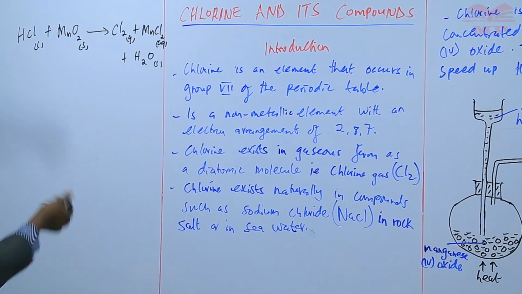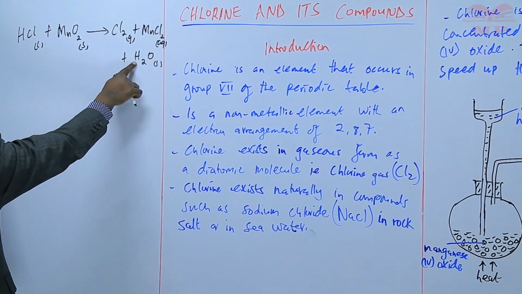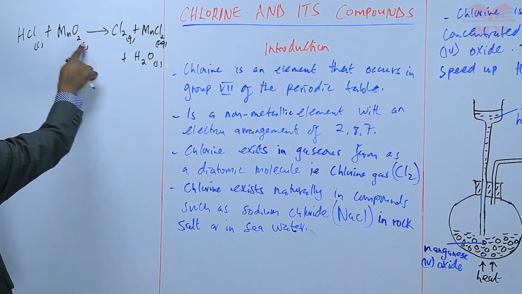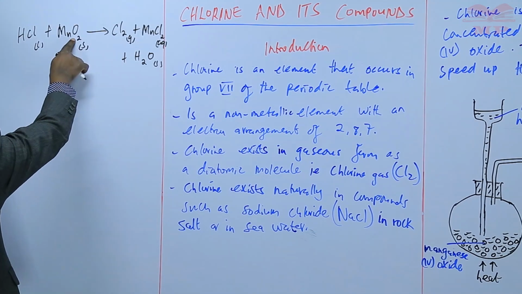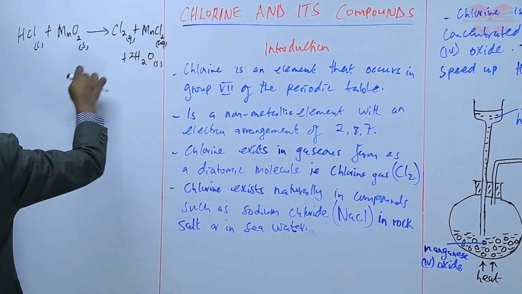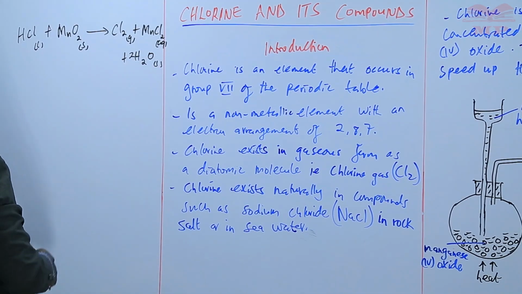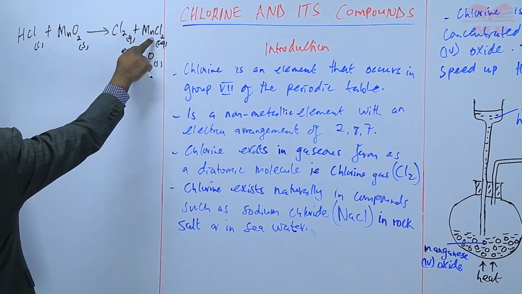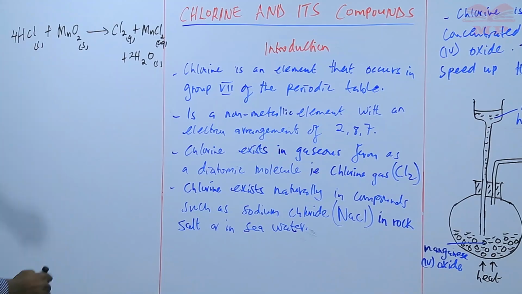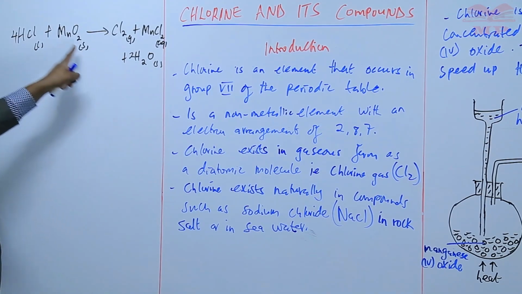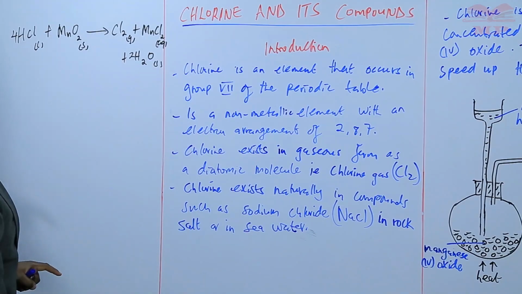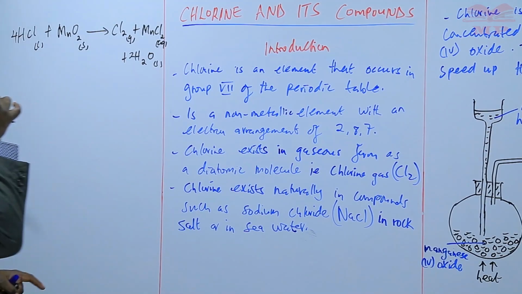So to balance it, you can check the hydrogens. There are 2. Oxygen, it's 2 and 1. Can make this to be 2, that is balanced. Chlorine, there are 2 and 2, that is 4. Can put a 4 there. 4 hydrogens as well. Manganese is 1. Oxygen, there are 2, and that equation is balanced as it is.